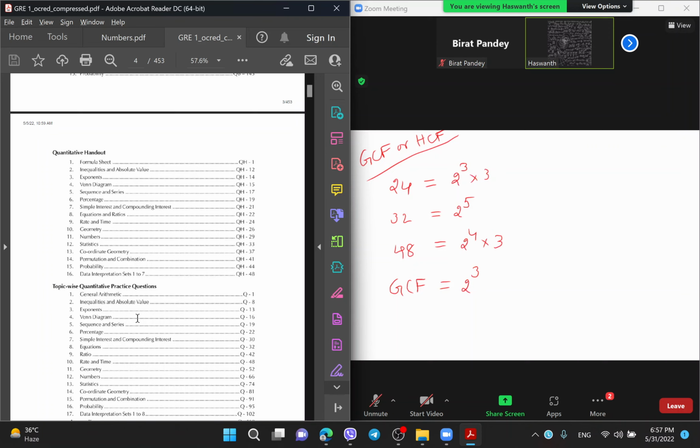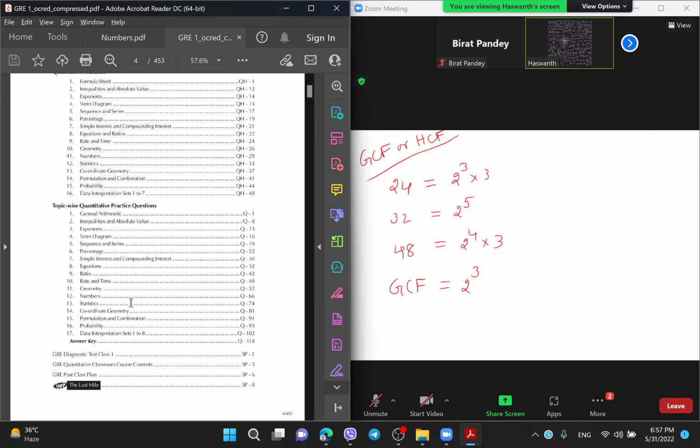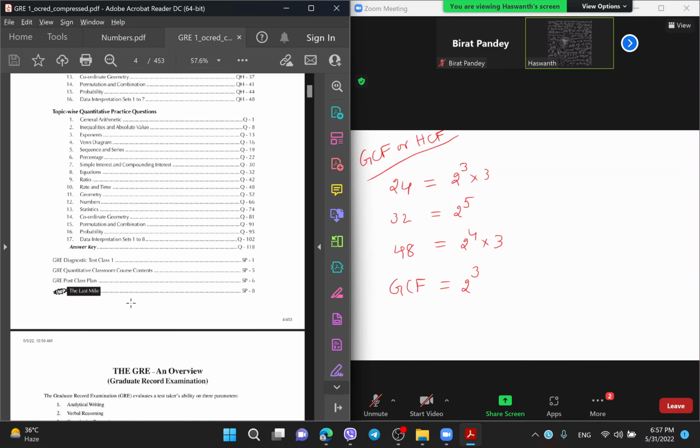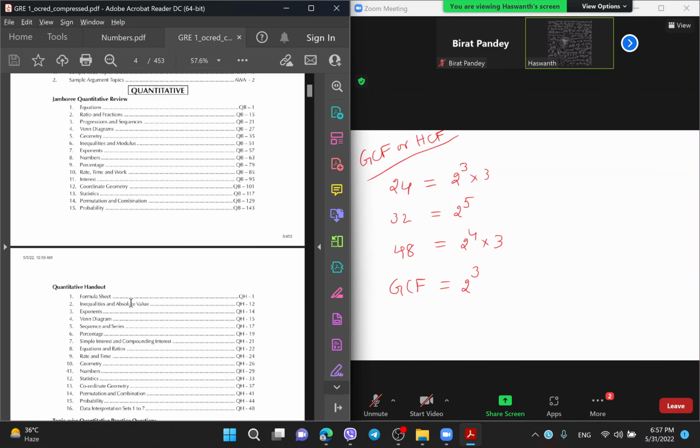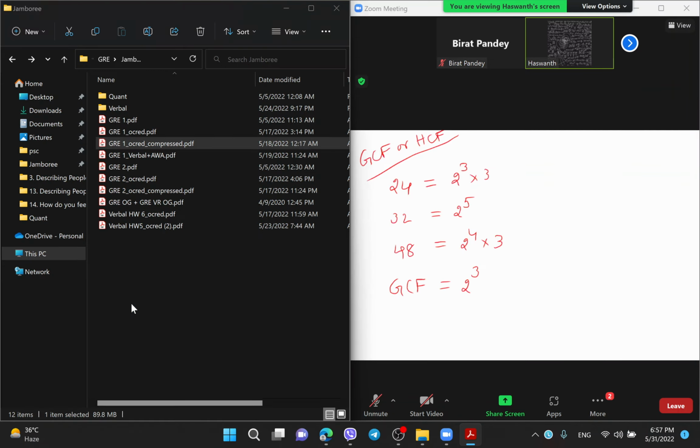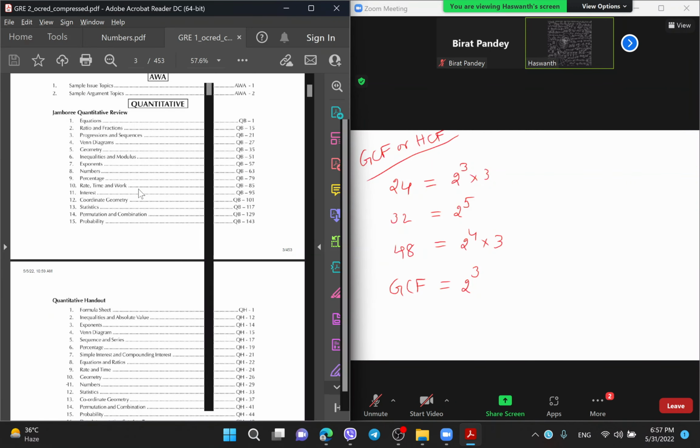Now there might be a 3 in 24 and 48, but there is no 3 in 32. There might be 4 twos in 48 and 5 twos in 32, but there are only 3 twos in 24. So the common part present in each and every term is 2 cube. This is how to find the greatest common factor or highest common factor of given numbers.